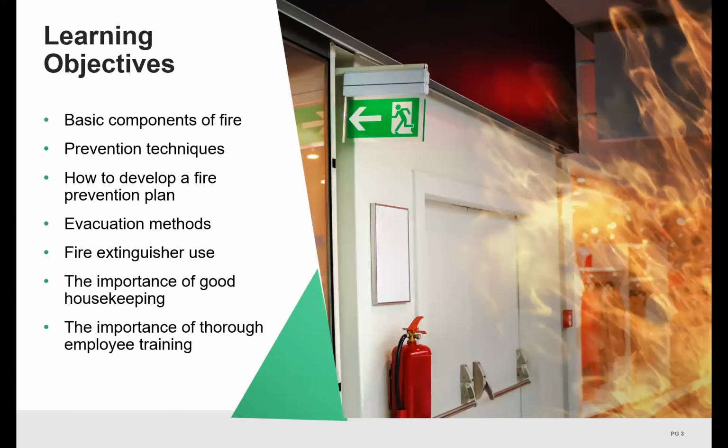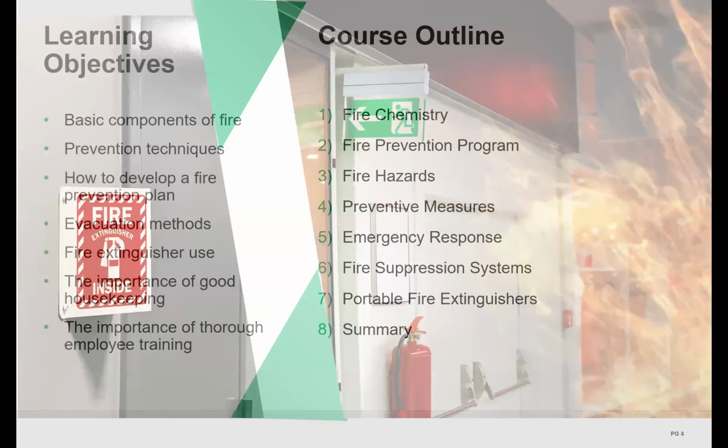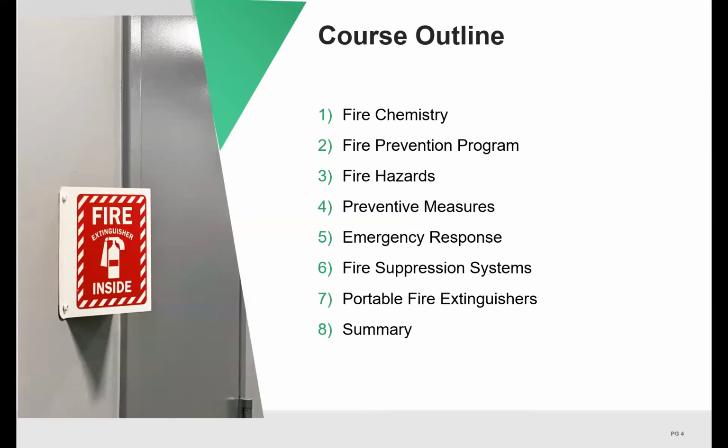We do have some learning objectives for today, so please feel free to look at this list. And then next, we're going to look at the course outline. This course will cover fire chemistry, the fire prevention program, fire hazards, preventative measures, emergency response, fire detection systems, fire suppression systems, and portable fire extinguishers, and just a quick summary to wrap everything up.